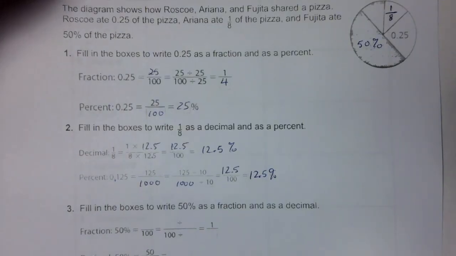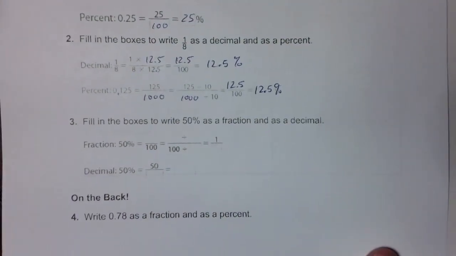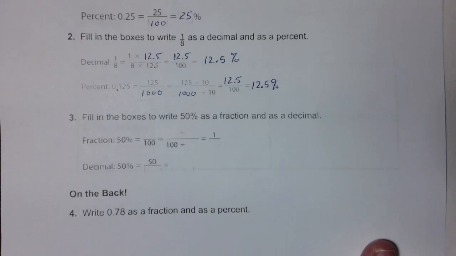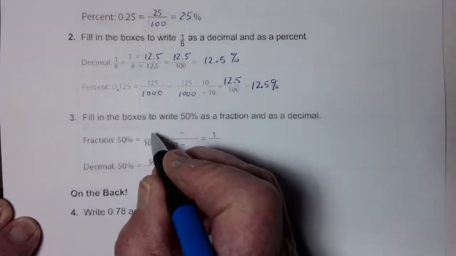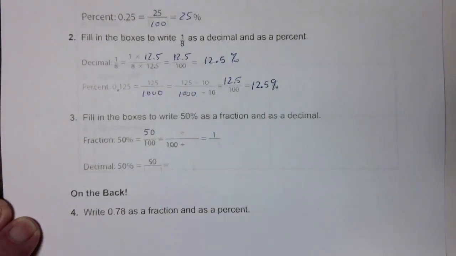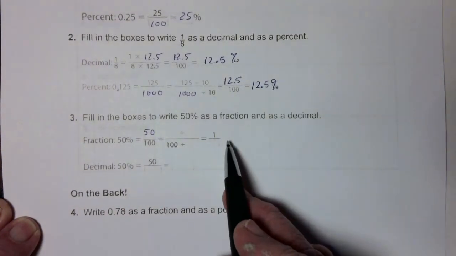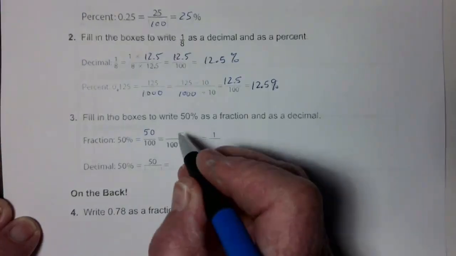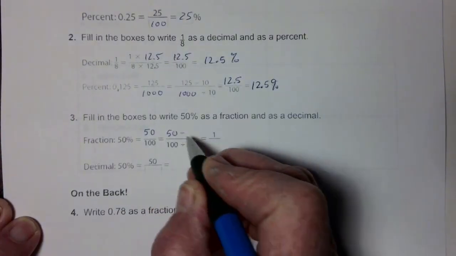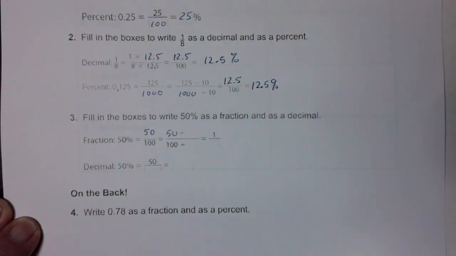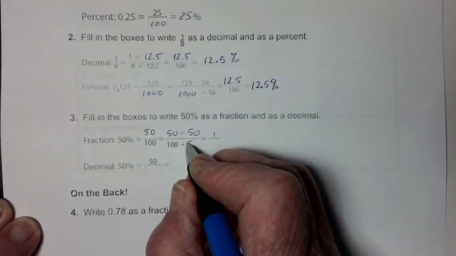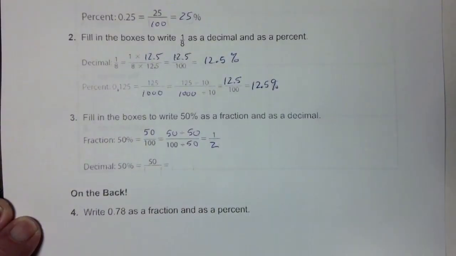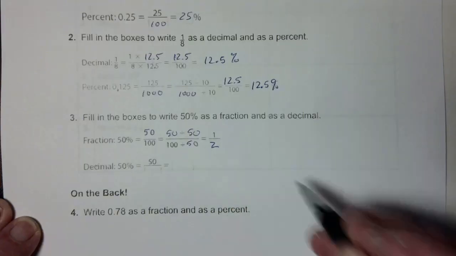All right, I'm going to go to number 3. Fill in the boxes. We're going to take 50% and change it into a fraction. So 50% means 50 over 100. Now we want to turn that into a 1. So 50 divided by 50 is 1. 100 divided by 50 is 2. 50% means a half.